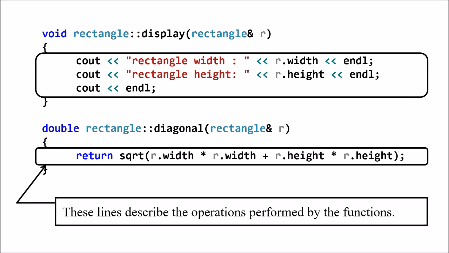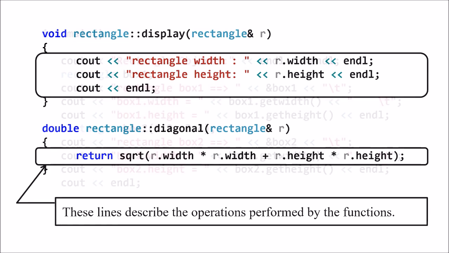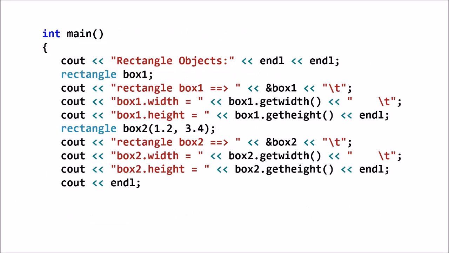Okay, so these lines describe the operations performed by the functions. So we've described all of the functions in the class. Well, first we described the data members of the class, then we described all the member functions of the class. We have access to these data members and these functions by means of function calls that are issued from our main function. So here are the first lines of code in the main function as we would normally see them.